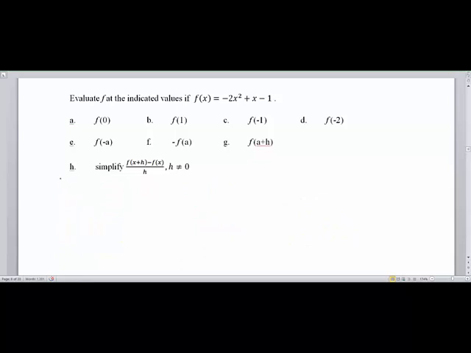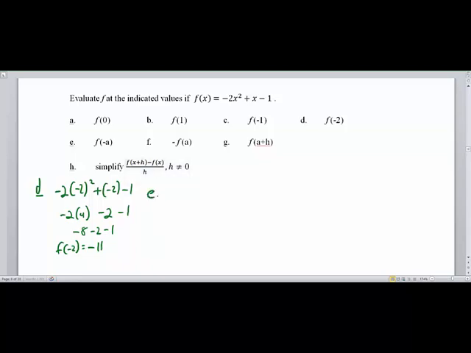Okay, so for part D, I'm going to plug in -2 for every value of x. And this is also important because we want to do all parts of the algebra correctly here. So we have -2 squared. That is what we'll do first. So -2 times 4 plus -2, which is just -2 minus 1. So -8 minus 2 minus 1 is -11. So f of -2 is equal to -11.